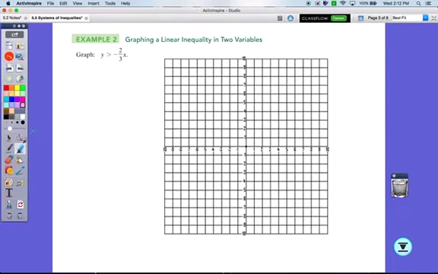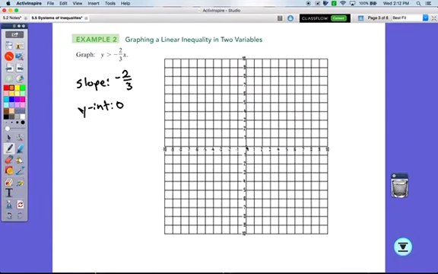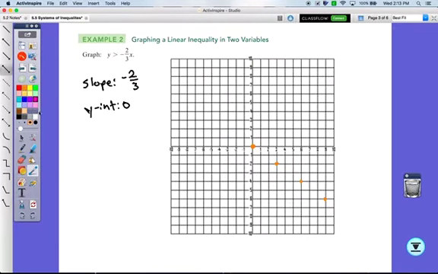All right, let's look at this one. It's already solved out for us in y. So we know our slope is a negative 2/3. And since there's not a plus something, that means our y-intercept is 0. So we're going to put a dot on 0, the origin. And then we're going to go down 2, over 3. Down 2, over 3.